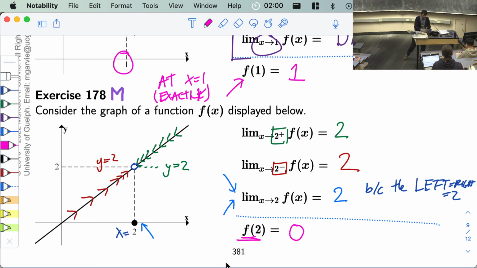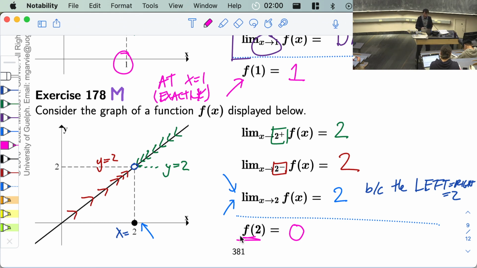Everything is fine here. Everything exists. There are no does not exist. f of 2 equals 0, and the values of the limits are all 2. So if you are confused by this, if you think one of them should not exist, it is a sign that you're misunderstanding something about the idea of a limit. So this is a really good one.